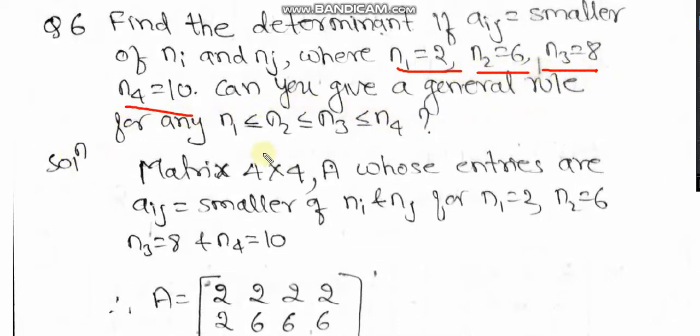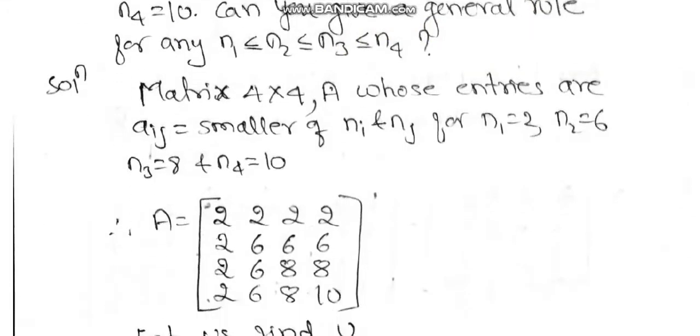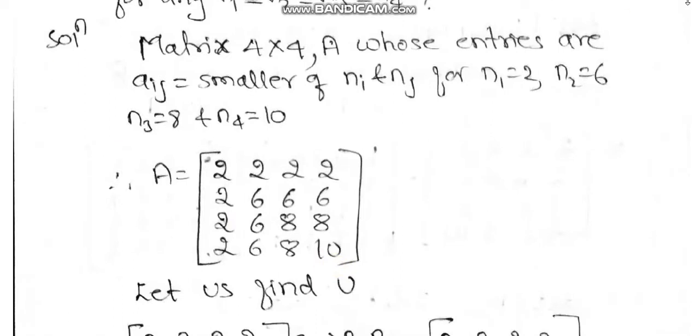And can you write a general rule? You have to find the determinant value and then write a general rule, so that n1 is less than n2, n2 less than n3, and less than n4. So here first I'll try to write the matrix. While writing the matrix, it is a 4 cross 4. For entry 1 comma 1, that is n1, and n_j is also n1. So whichever is the lesser value, that is n1, they are equal to.